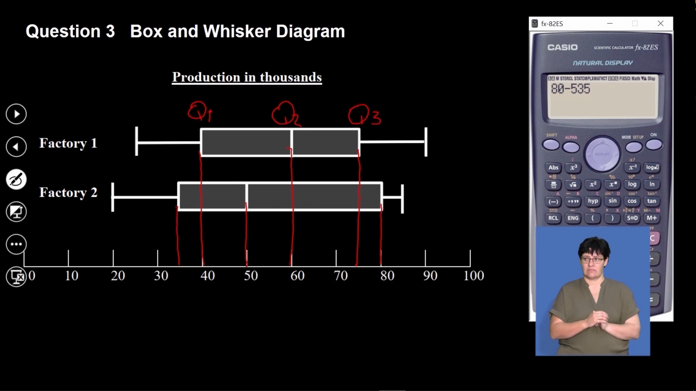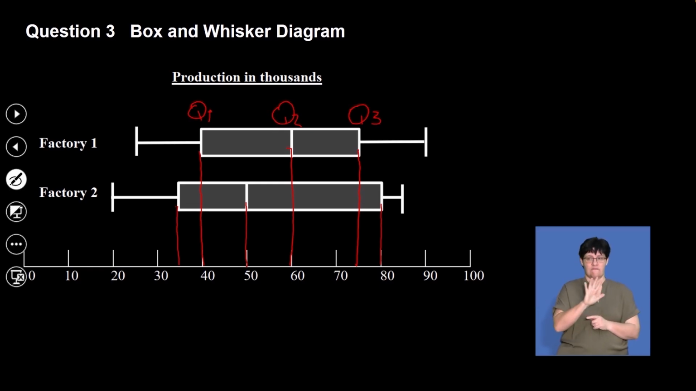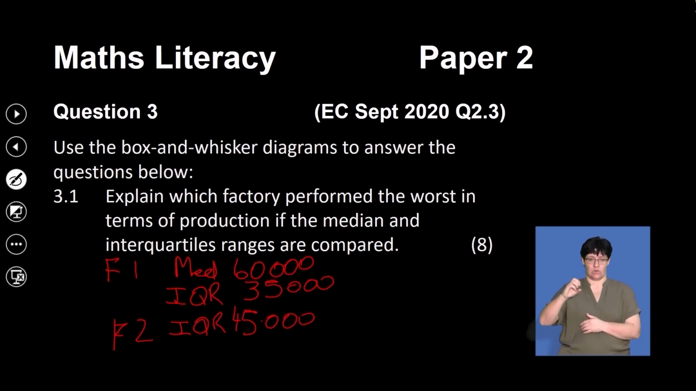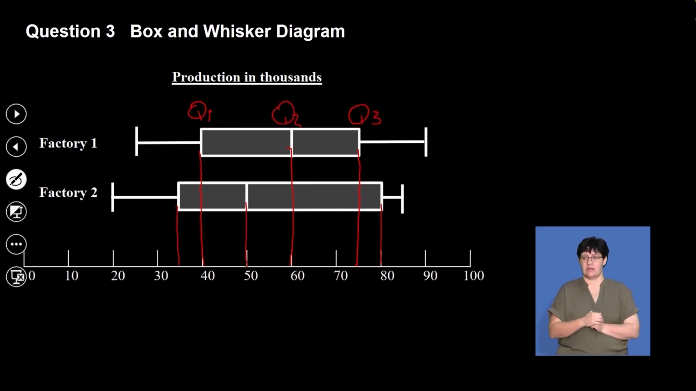And that's 45. That's not 35. I just have to check things. So my interquartile range was 45. The next page. Then for factory 2, the interquartile range was 45,000. And the median was 50,000.